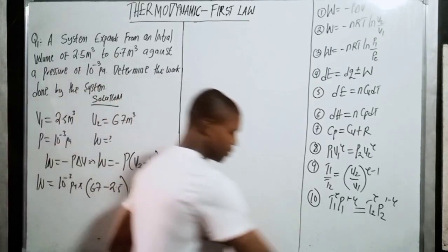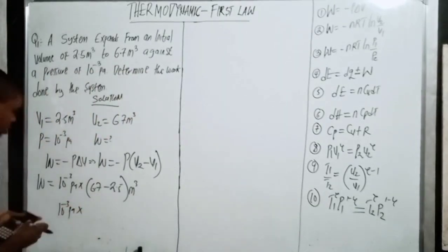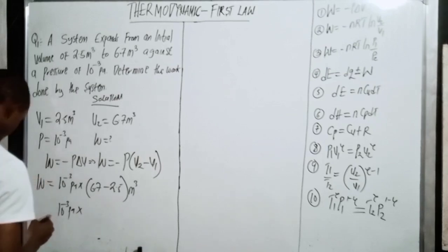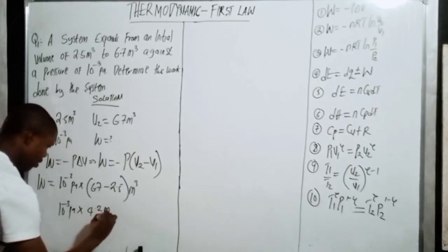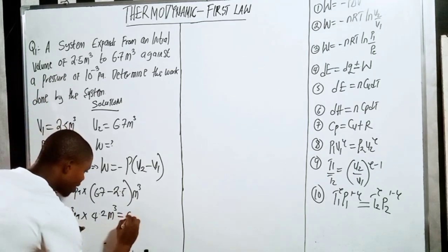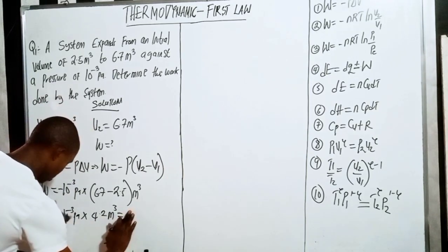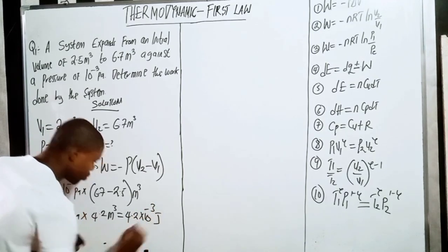So that is 10 exponential minus 3 Pascal times 6.7 minus 2.5, which gives 4.2 meter cube. Times 4.2. Remember there is a minus here, so don't forget to put the minus. So it is going to be 4.2 exponential minus 3 joules.